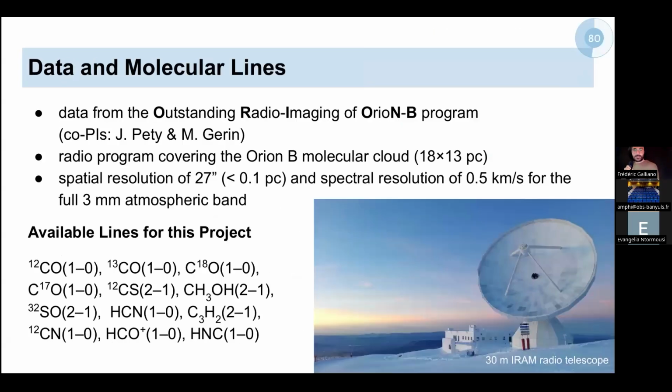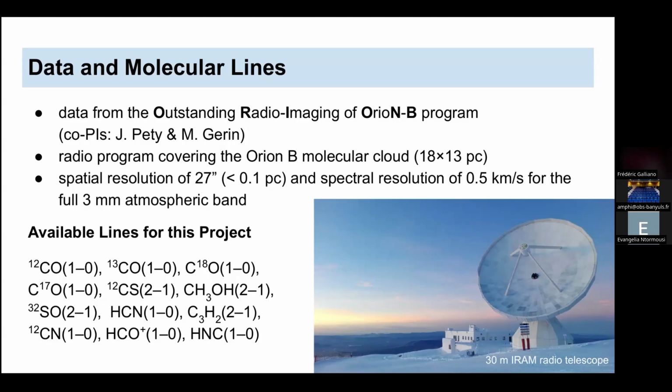So I will quickly describe the data. We were provided the ORION-B program data, which stands for Outstanding Radio Imaging of Orion B. These data were acquired with the 30-meter IRAM telescope at a resolution of less than 0.1 parsec and a spectral resolution of less than 0.5 kilometers per second.